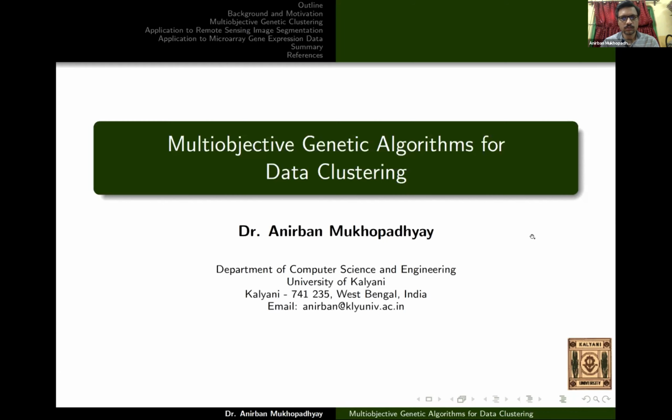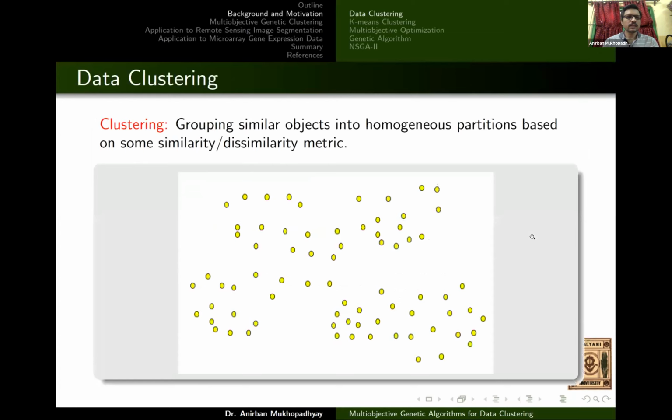You know that clustering is a popular data mining technique where the responsibility of any clustering algorithm is, given a data set, to group similar objects into homogeneous partitions based on some similarity or dissimilarity metric, so that the objects or points in a particular partition or cluster are similar to each other. And when we take two objects from two different clusters, they should be as dissimilar as possible.